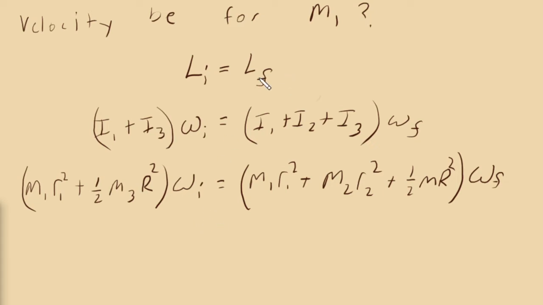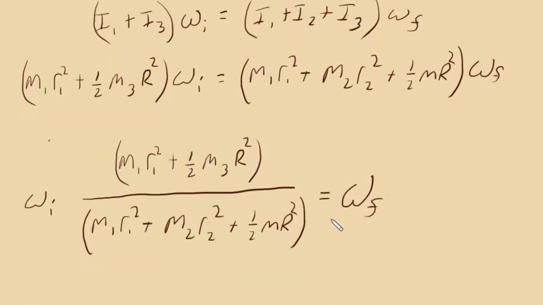And then for our final angular momentum, we have this new person jumping on the merry-go-round, so we just sum their moment of inertia with the moment of inertia of person 1 and the moment of inertia of the merry-go-round, and that will be multiplied by our final angular velocity. So we do the algebra, we just divide over the coefficient on the right side of the equation, and we end up with this.